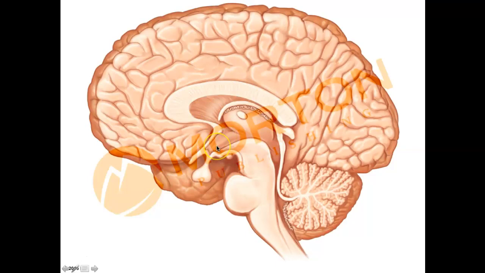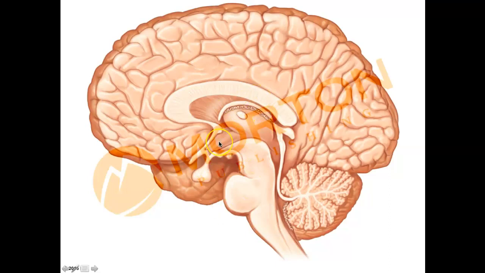The other job that the oxytocin does is it helps to stimulate the contraction of smooth muscle during childbirth, for example. It helps to give signals for the uterus to contract, so you can have a baby there.